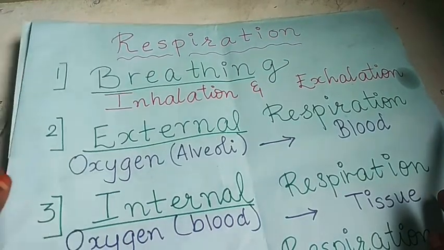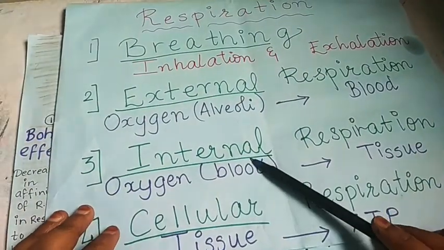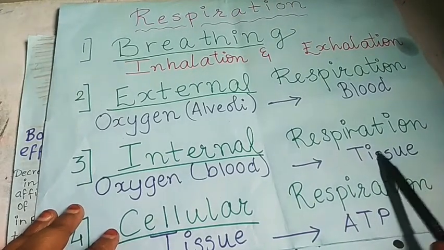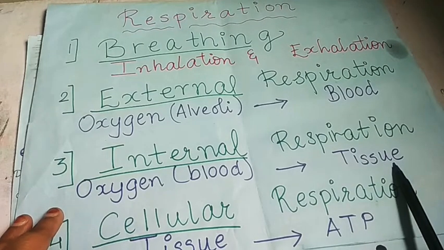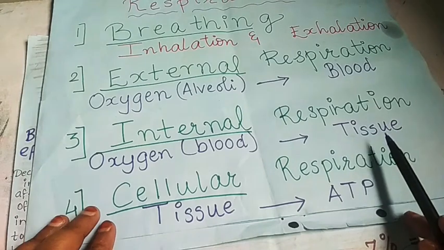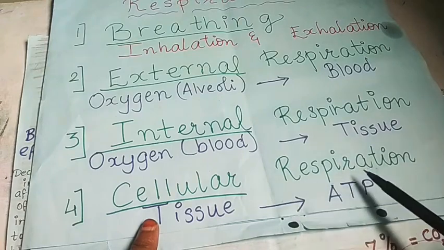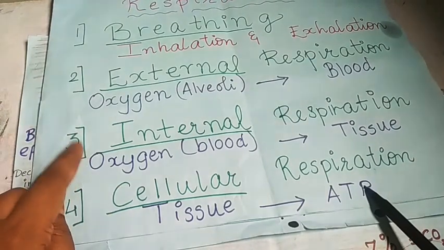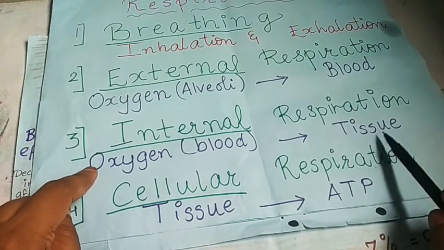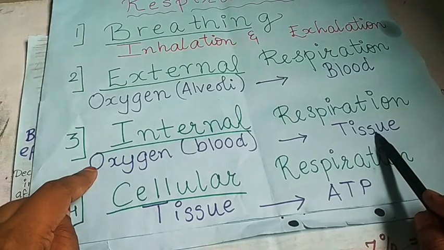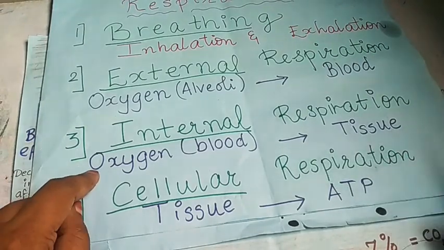Now, in the third step, that is internal respiration, this oxygenated blood should move to each and every tissue so that each and every tissue will get its share of oxygen. And in the last step, that is cellular respiration, each and every cell or tissue will utilize this oxygen so that ATP can be formed. So today we have to see what is internal respiration, how this oxygen will reach each and every tissue, and how the carbon dioxide will move out of the tissue.